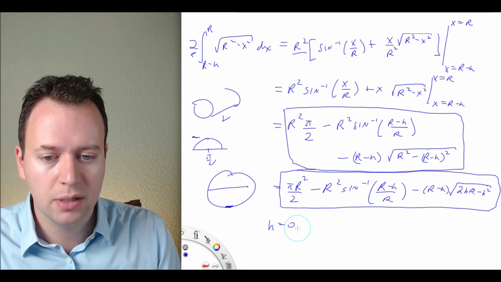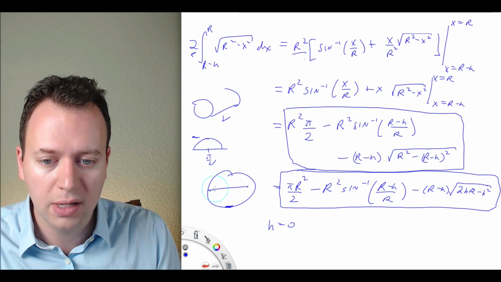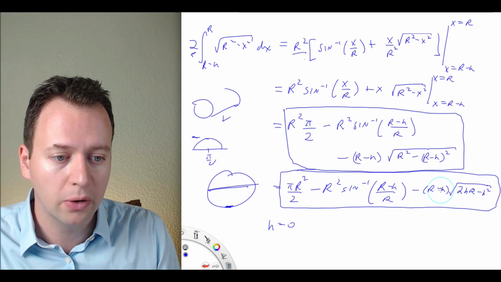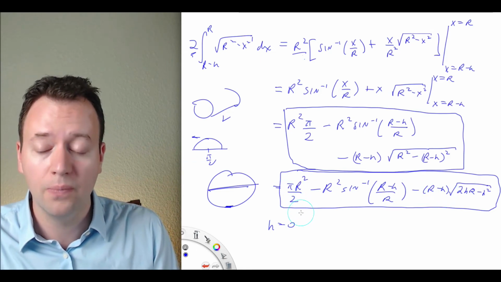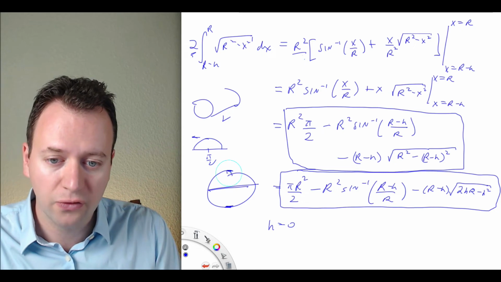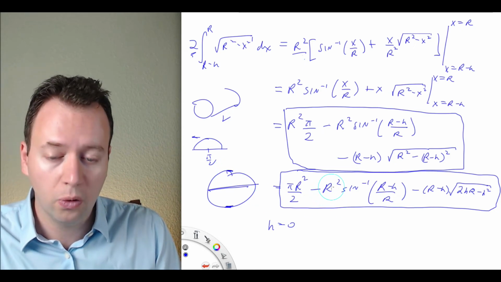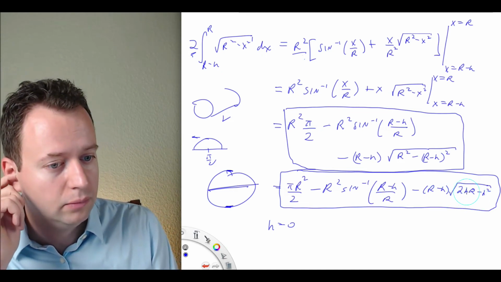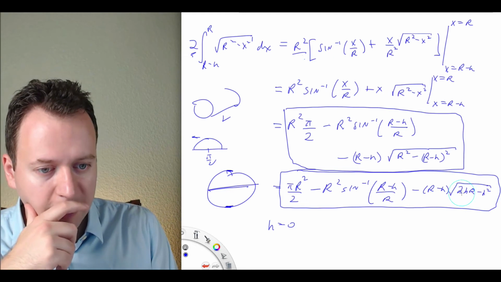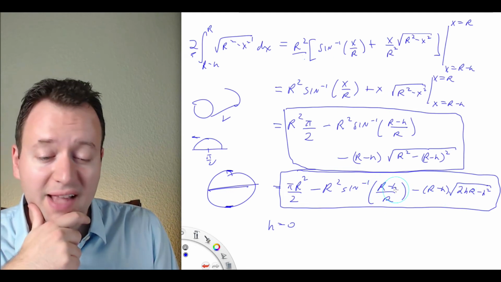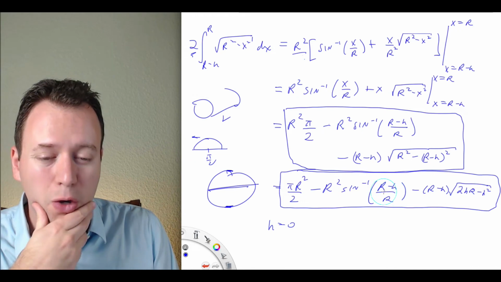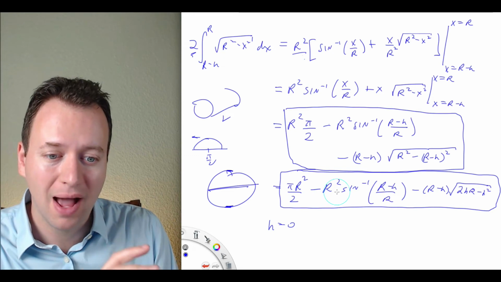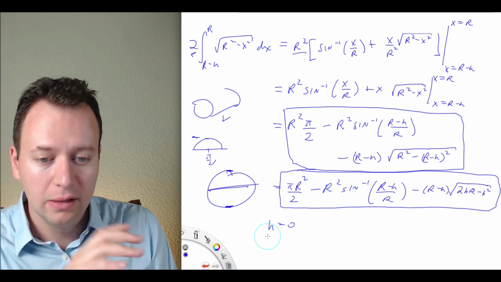And when h is equal to r, we should get half of the area of a circle. So when h is equal to r, we get arc sine of 0, which is 0. This is 0, so we just get pi r squared over 2. And then when h is equal to 2r, so when it's all the way filled, we should get the full area of a circle. So this term is 0. r minus 2r is negative r. This is arc sine of negative 1, which is negative pi over 2. So it's pi r squared over 2 minus negative pi r squared over 2, which is just pi r squared. So that all checks out.